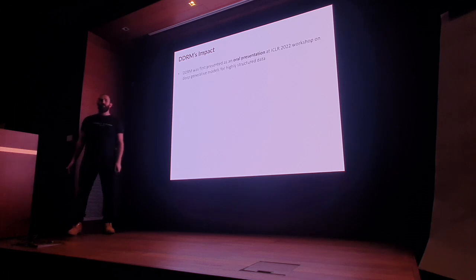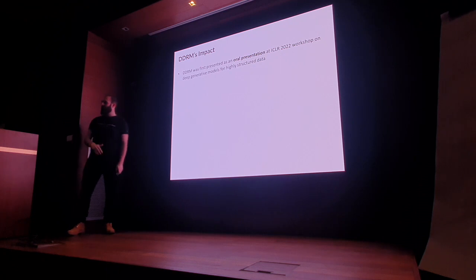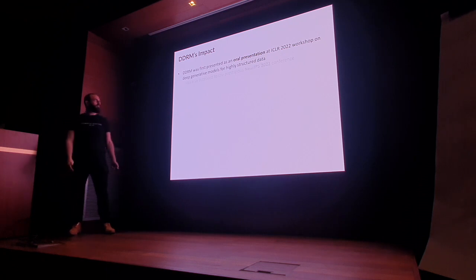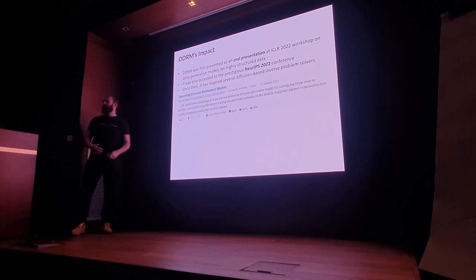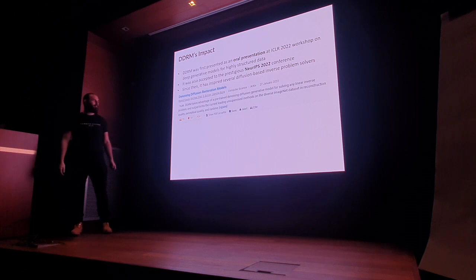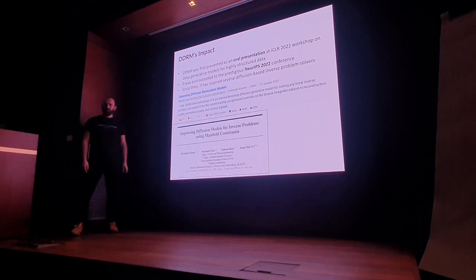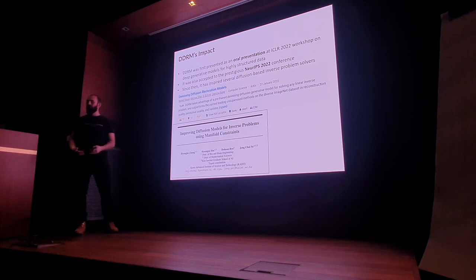We got accepted at an ICLR workshop as an oral presentation and got accepted to the NeurIPS conference. And since then, it has been cited many times, and a lot of follow-up work was based on DDRM. And I'd like to mention a few. So there's this paper that improved diffusion models for inverse problems. They were entirely based on DDRM, and they added some more backpropagation through the diffusion model to further improve the performance. They have some really great results from Yang Jin Chang and collaborators.